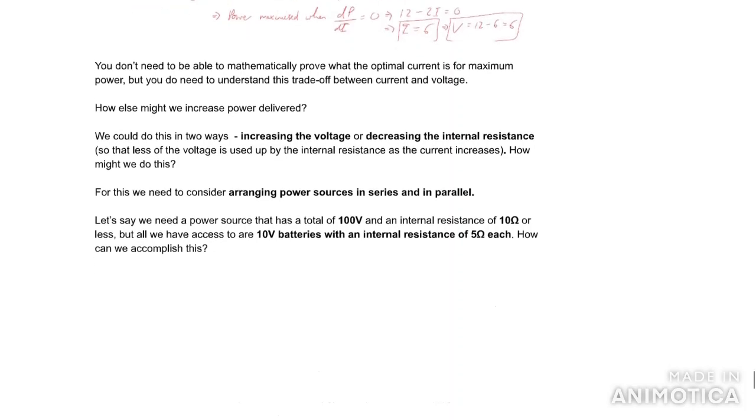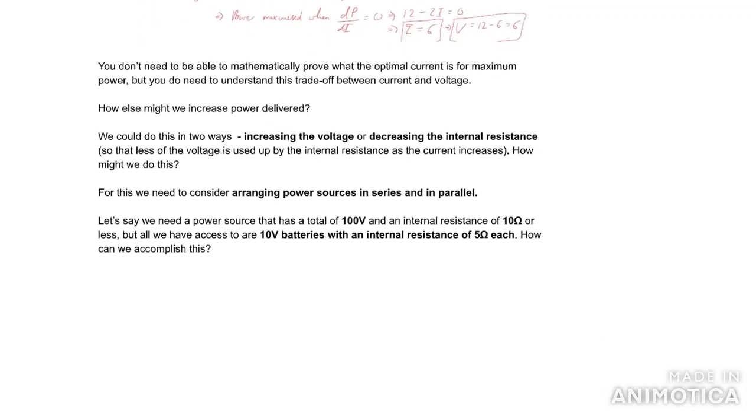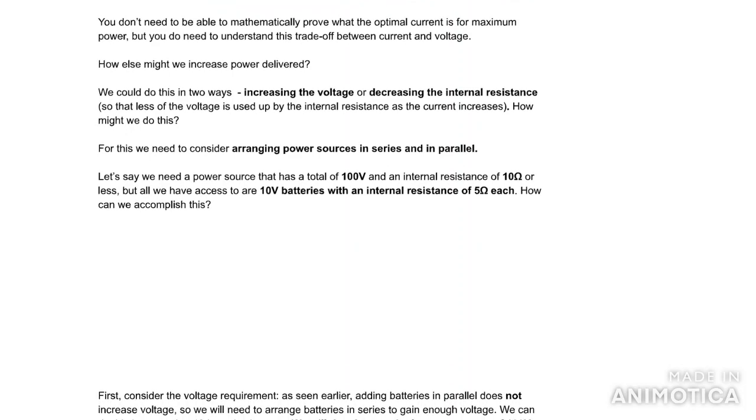Now, given that problem, you might start asking, okay, how can we actually increase the power delivered without this trade-off? Well, we've got two ways. We can increase the voltage, or we can decrease the internal resistance, because that way the voltage will go down by less as the current increases. So this brings up, again, quite a common 4 marker, the idea of arranging power sources in series and in parallel. It's very obvious why you would connect power sources in series. Well, that increases the voltage, right? So that's apparent from day one.